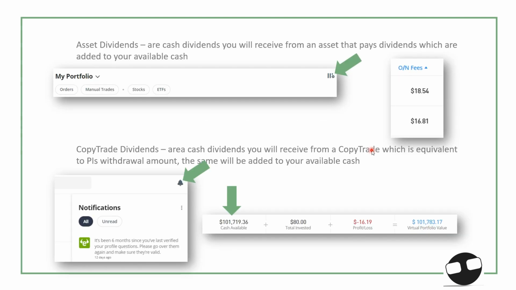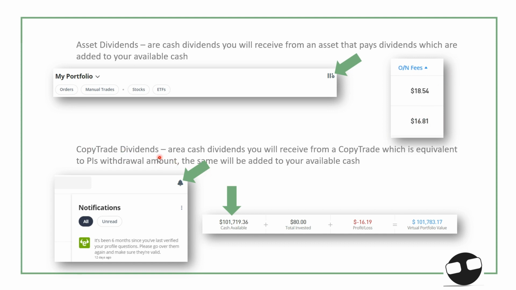We have number 9, dividends. We have two types of dividends here. First, asset dividends. These are cash dividends that you receive from an asset that pays dividends, which are added to your balance. If you go to this settings button here, you can enable the overnight fees column, which will give you an idea of how much dividends you are receiving from that specific stock or asset.